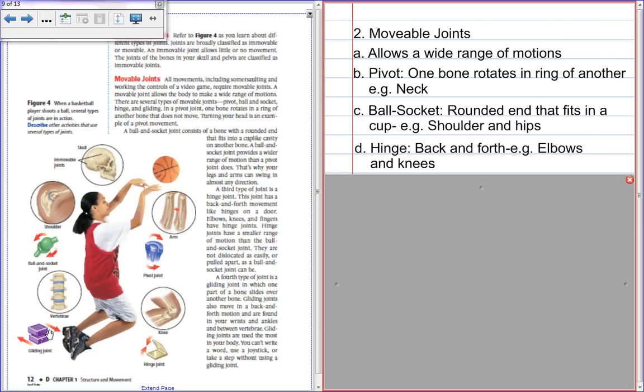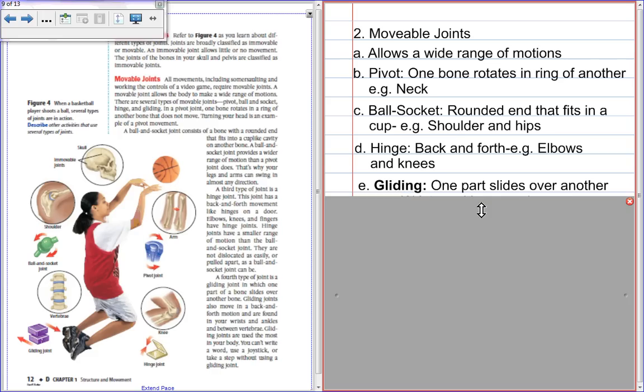Okay, so there's an example of a gliding joint and your vertebrae there. Do you remember what these little things are between the vertebrae? I know fourth period did it in their web quest. All right, E, gliding. One part slides over another. Example, wrists, ankles, and vertebrae.